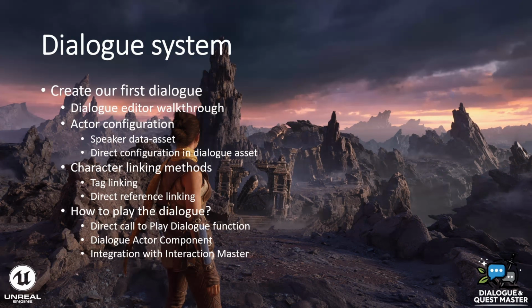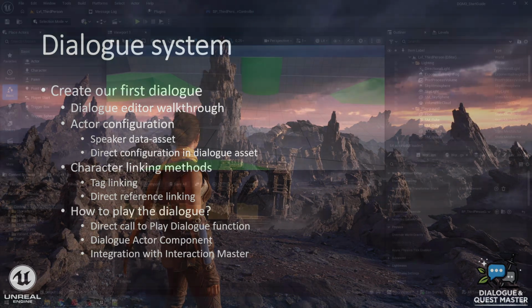In this video we're going to create our very first dialogue and explore how the dialogue system works. In this episode we'll take a quick tour of the dialogue editor, configure our characters and look at the different ways to link them to a dialogue, either through speaker data assets, direct setup inside the dialogue, using tag-based linking or direct references. Then we'll see how to actually play a dialogue in-game, by calling the play dialogue function directly, using the dialogue actor component, or by integrating with Interaction Master.